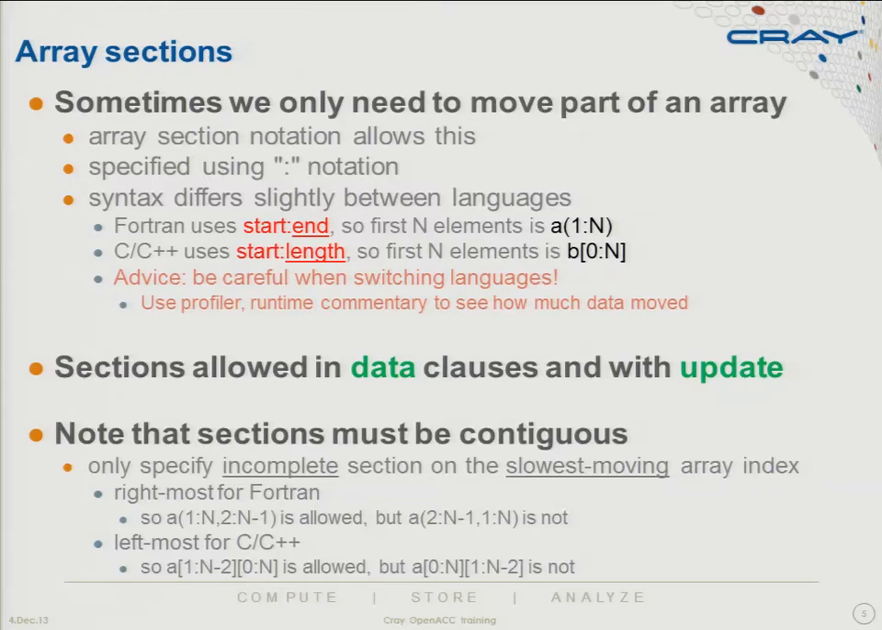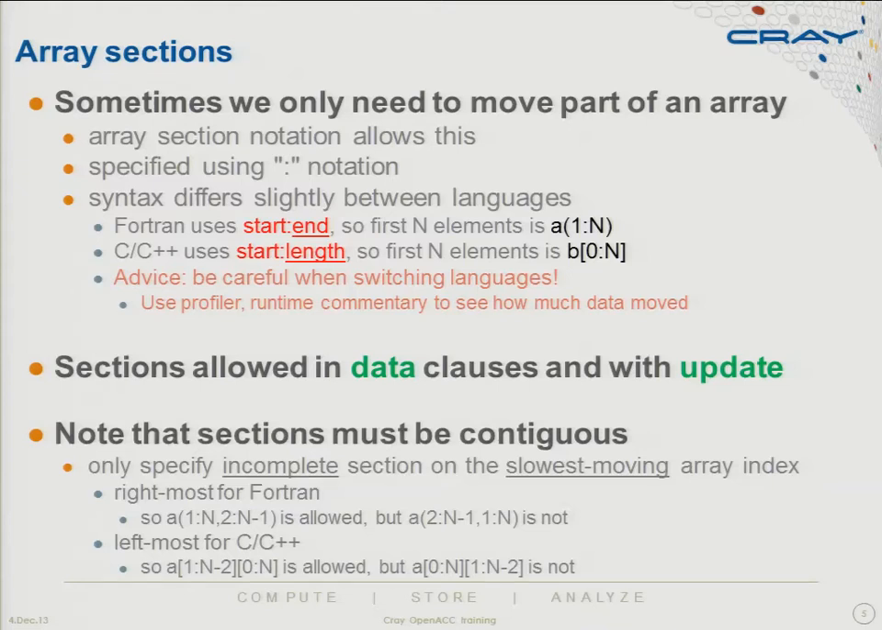If you're using C or C++, it looks the same, but it's different. Here, this doesn't transfer elements 0 to n. That would be n plus 1 elements. It transfers n elements starting at 0. If you use one language or the other, it's easy, you just remember. If you're trying to do examples in both of them, you end up making mistakes because you forget.